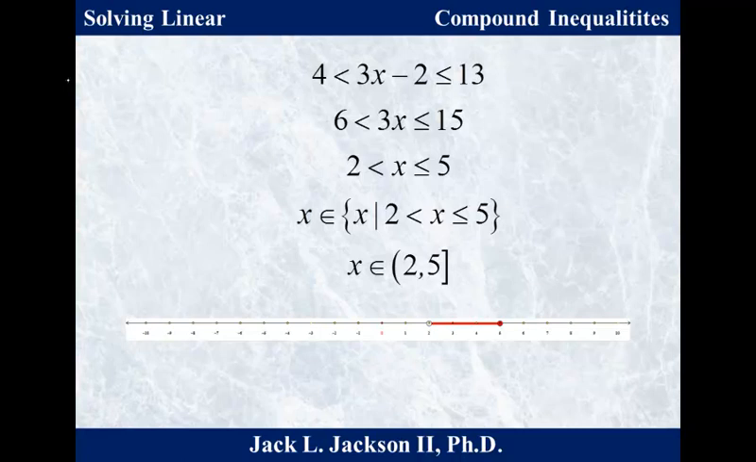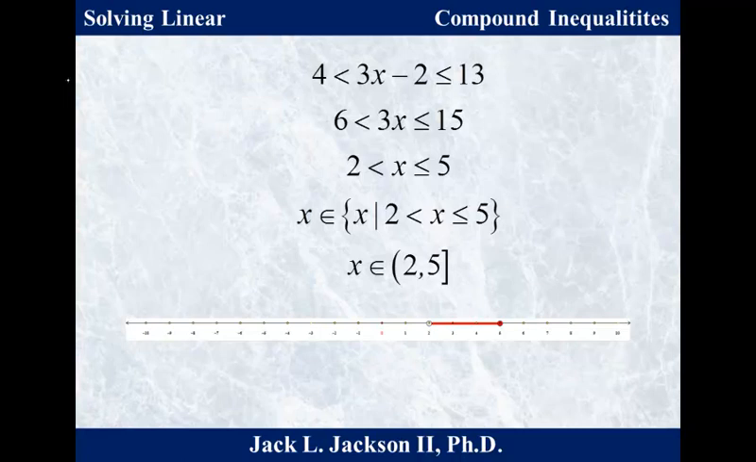And you could just check the other intervals if you want. Say anything to the left of 2 should not work, and anything to the right of 5 should not work either. So we could check, for example, 0. 3 times 0 is 0, minus 2 is negative 2. Negative 2 is less than or equal to 13, but negative 2 is not greater than 4, so it doesn't satisfy the entire thing, so it doesn't work. And it's not supposed to, because it's not in our solution set.